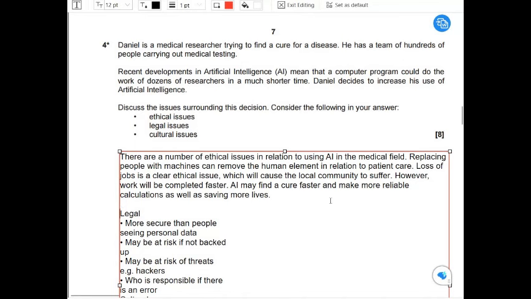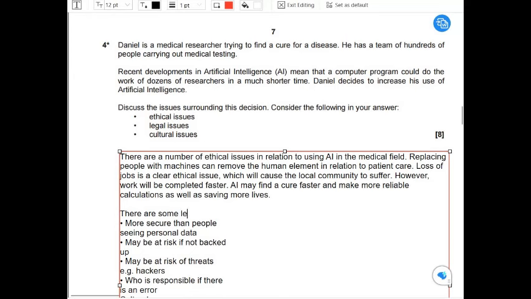And loss of jobs is a big issue. Loss of jobs means the local community is going to suffer. But with the AI system, the work will be completed faster, and it may also find a cure faster and make more reliable calculations, as well as saving lives.